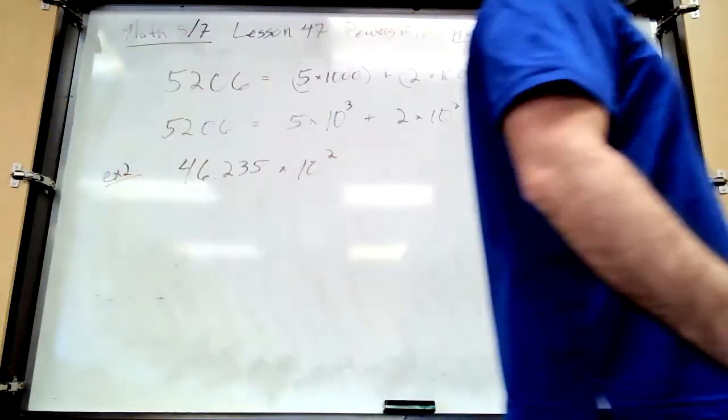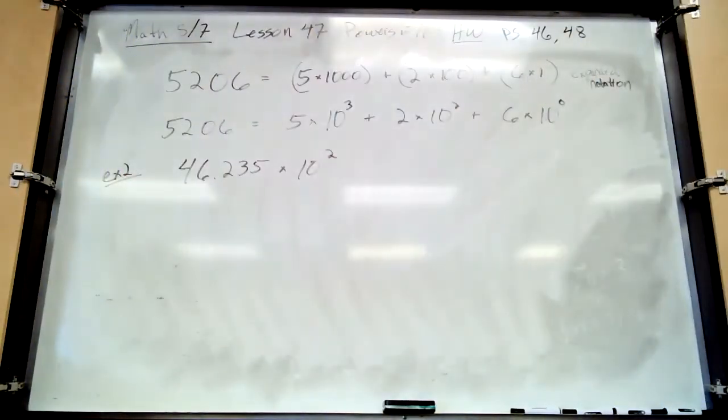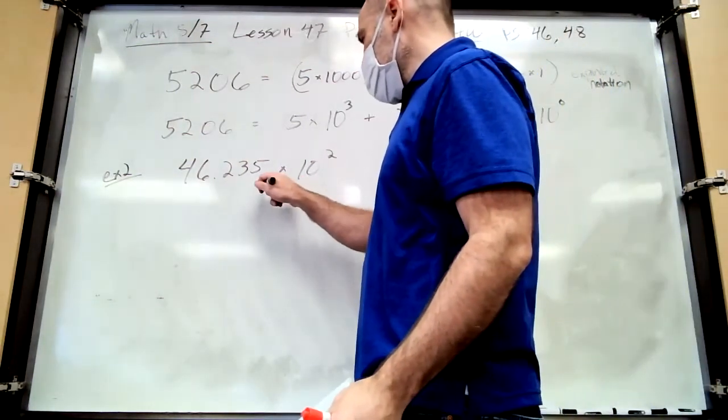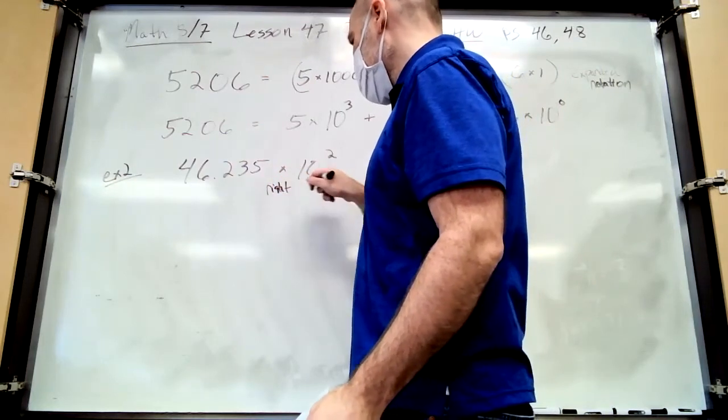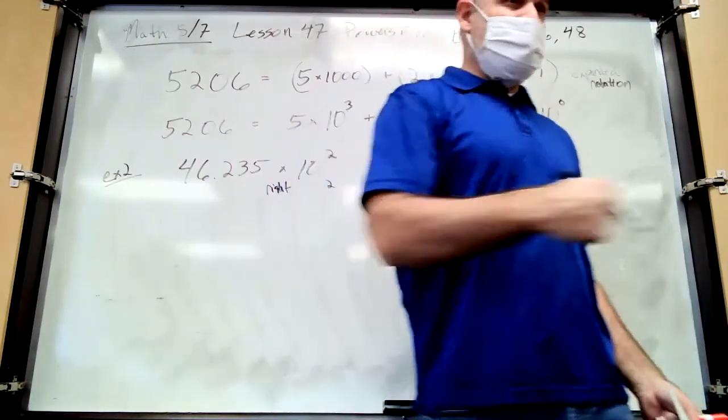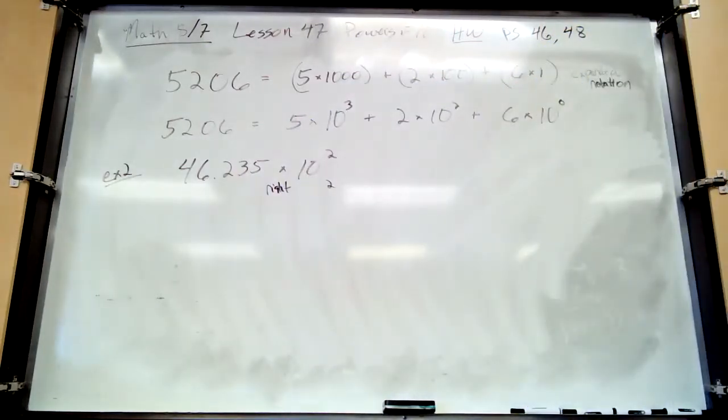So 10 to the squared is actually 100. Well, you already know how to multiply a decimal number by 100, right? But now it's even easier because it tells you how many places to move the decimal. How many places do you move the decimal? 2. In which direction, right or left? Right. So you're going to move right 2. So the multiplication says go right, and the 2 says go 2 places.